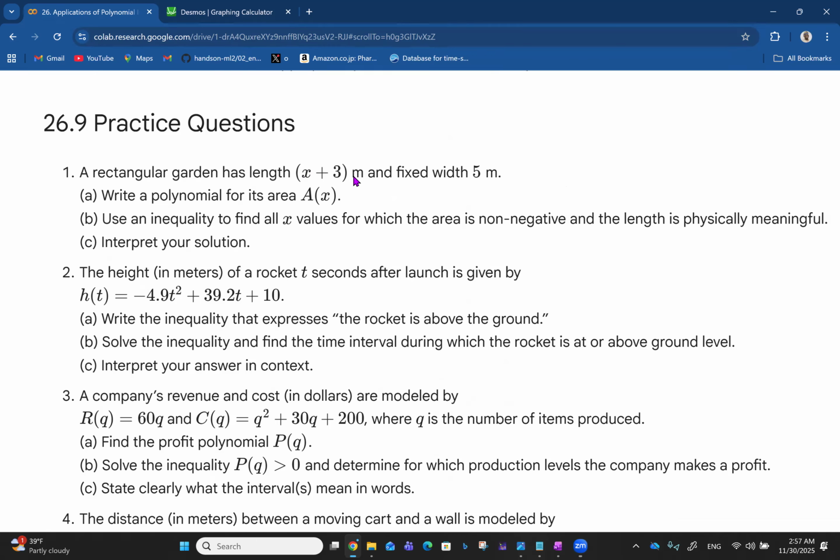So if you have minus 3 here, it will be 0. If you have minus 2, it's 1. If it's minus 4, then it goes negative. So that's not working. So the height in meters of a rocket, t seconds after launch, is given by this.